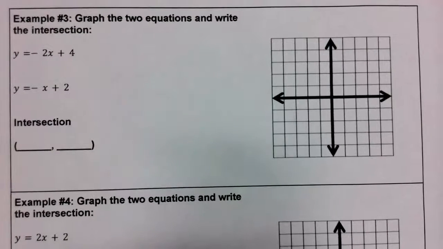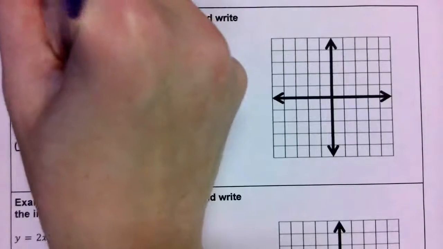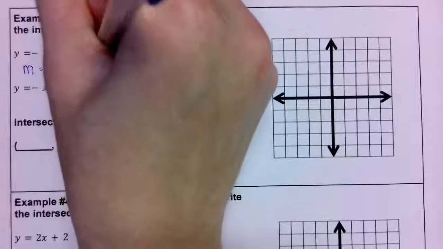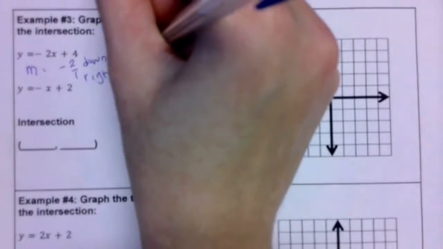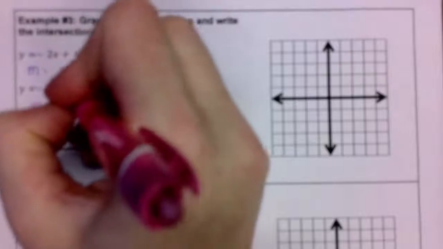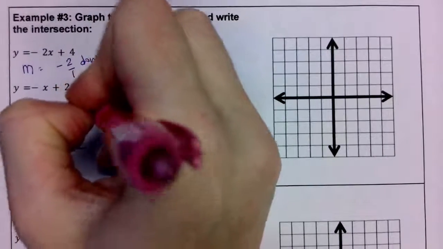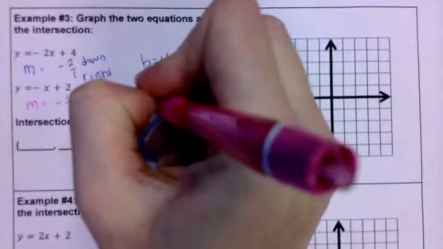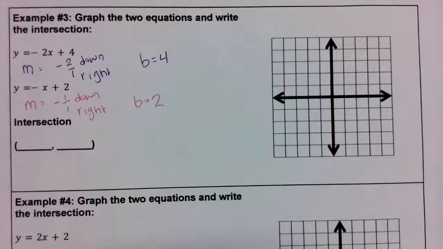Welcome back. So we should have had that our m is negative 2 over 1, so this would be down 2, right 1. And then we have our b as 4. Our other one would be m is equal to negative 1 over 1, which means down 1, right 1. And our b is 2. So hopefully you got both of those things.